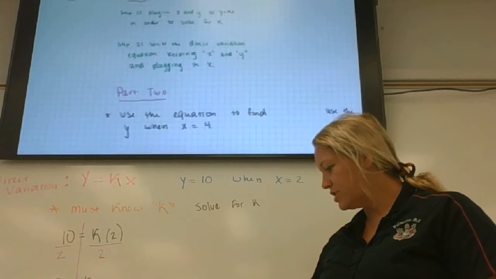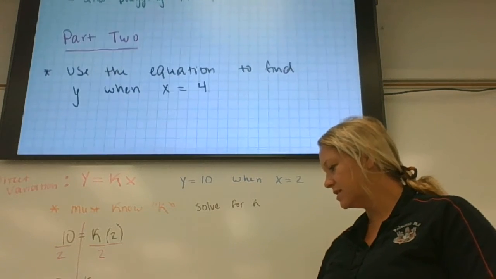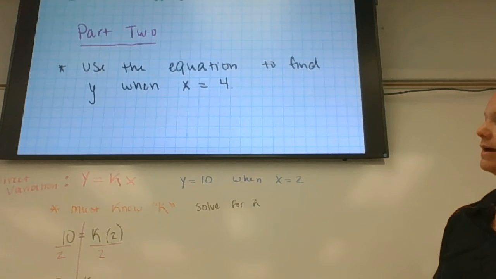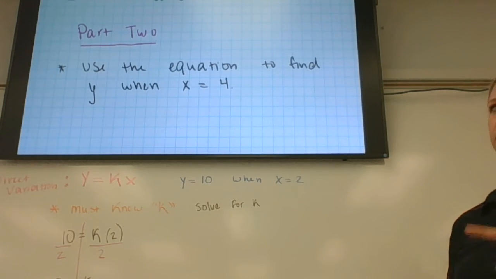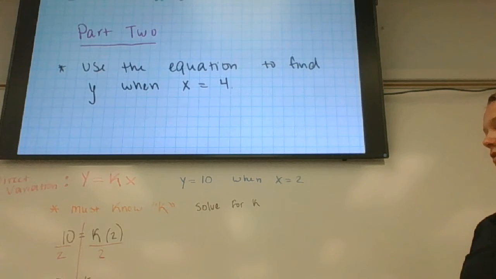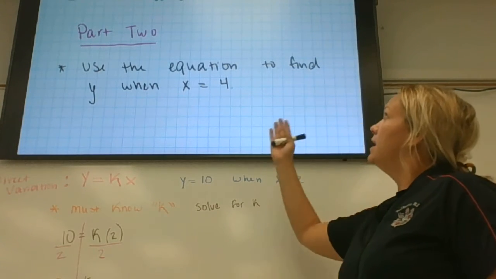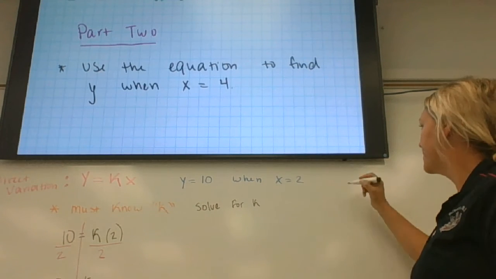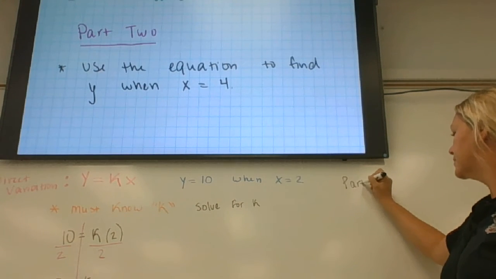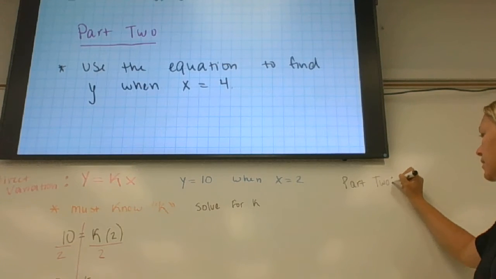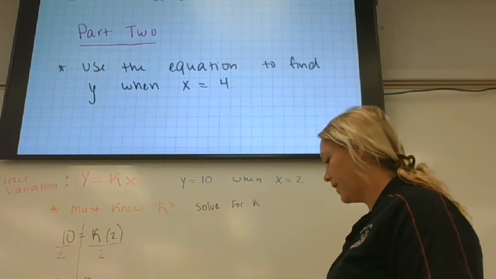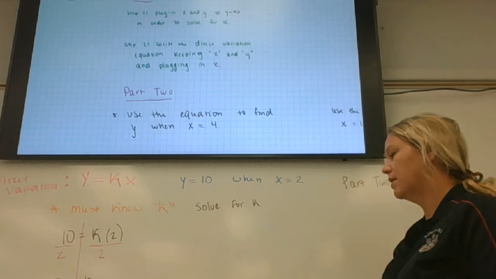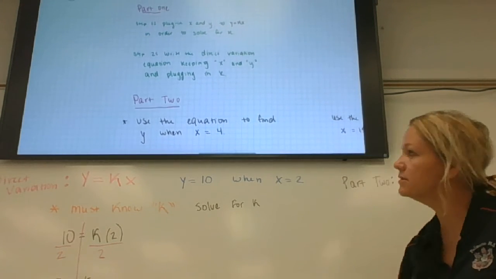So these questions have 2 parts. Part 2 will then say, use the equation that you just came up with. They're not going to give it to you. Use the equation that you made and calculate. So find y when x is 4. Is that too much?